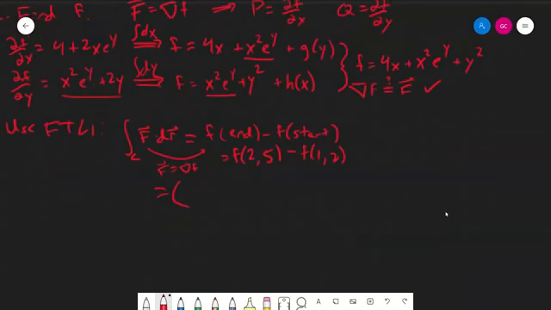Okay, now we just plug that into this function that we found here for little f. So that looks like 8 plus 4e to the 5th plus 25, minus 4 plus e squared plus 4. And okay, there's some simplifying we can do there, but at that point it's straightforward enough.